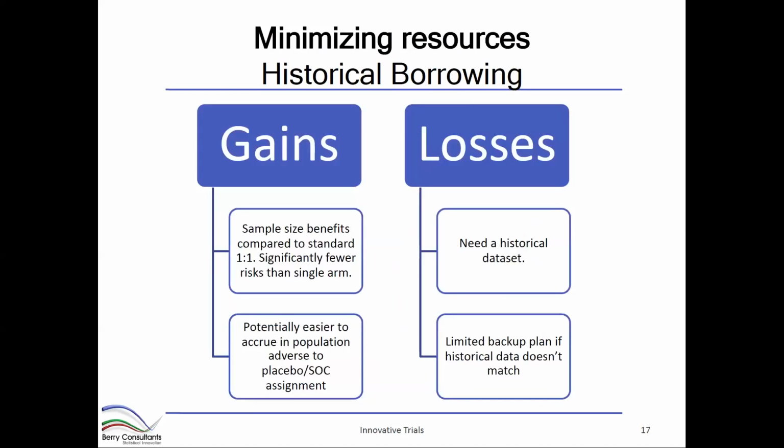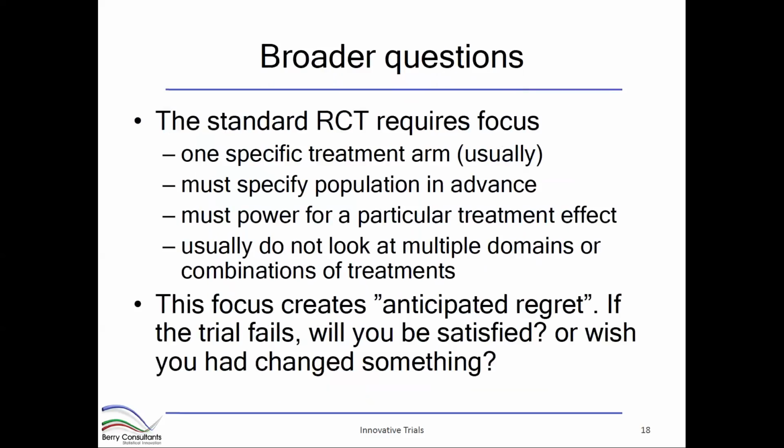the current controls and the historical controls match, if that assumption isn't valid, there's not really much of a backup plan here. Essentially, if the historical data wasn't on point, you get the benefit of knowing that that's true, but you're then going to have to run the larger trial in order to actually get a full answer there. So that was minimizing resources.